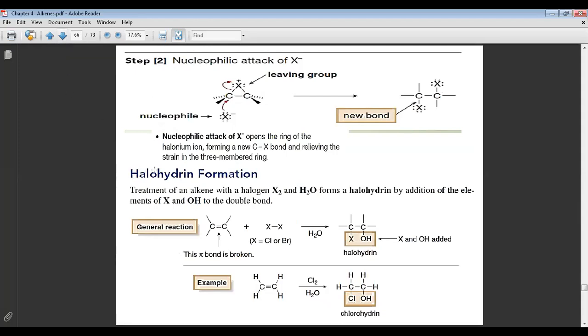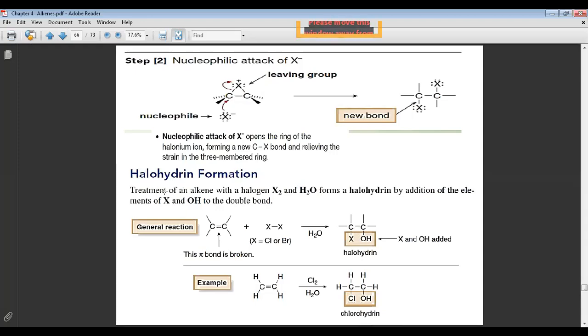The halohydrin formation. Okay, that means we have, look, the halohydrin means that on the same molecule we have 2 functional groups, the hydroxyl group and the halogen group. Okay, we said halohydrin: the halogen and the hydroxyl.